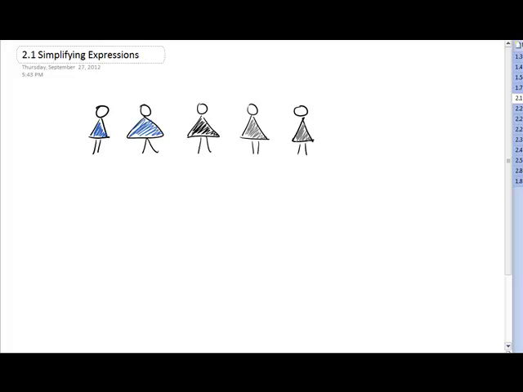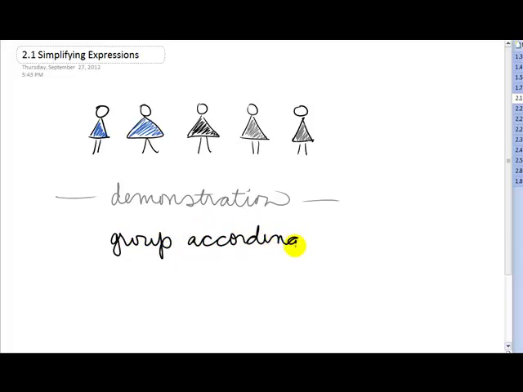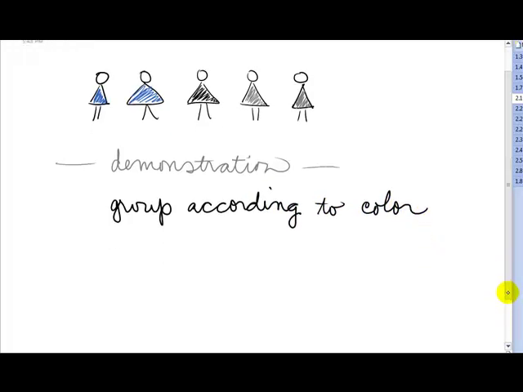2.1 Simplifying Expressions. In my class, I do a demonstration at the beginning of this class, and I have different people go to the front, and they're wearing different color shirts, and I ask my students to group them according to something, and they usually figure out I want color of t-shirts. So we talk about the different ways we could group them, and then we group them according to color, so that we can talk about like terms.